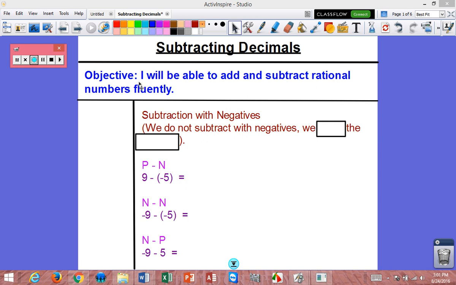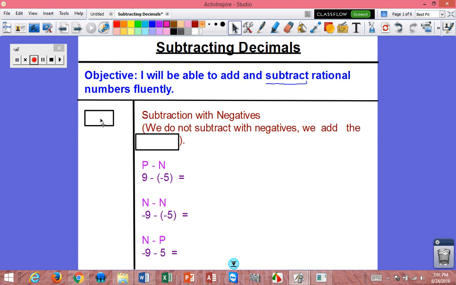Your objective: I will be able to add and subtract rational numbers fluently, and of course this video is focusing on subtraction. Alright, so whenever we are subtracting and there are negatives involved, I always say we do not subtract with negatives, we add the opposite. So let me show you what I mean by that.